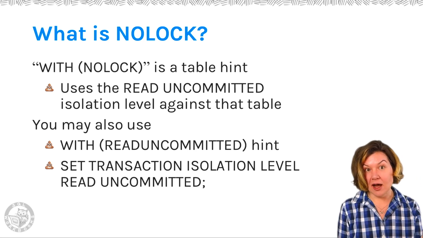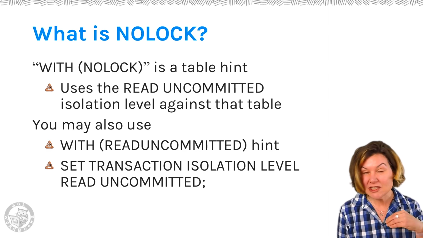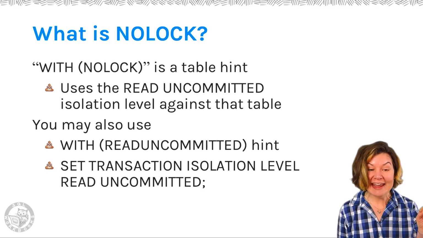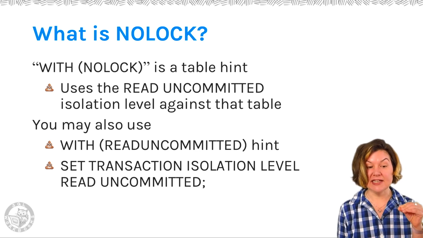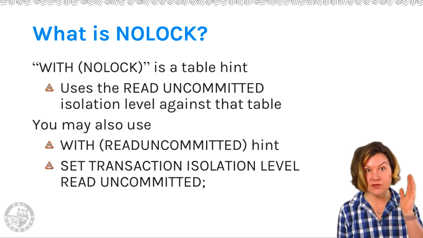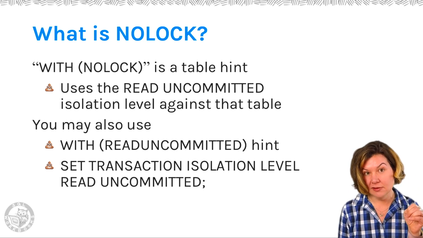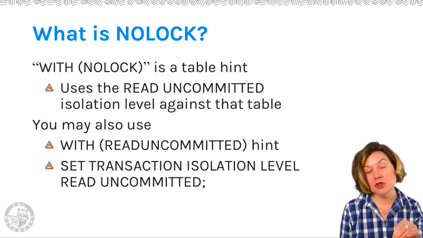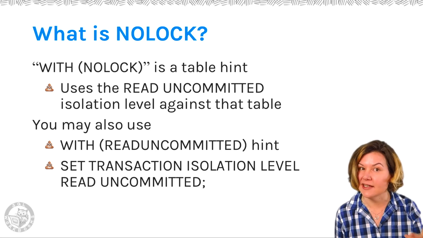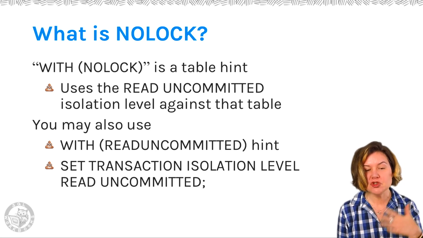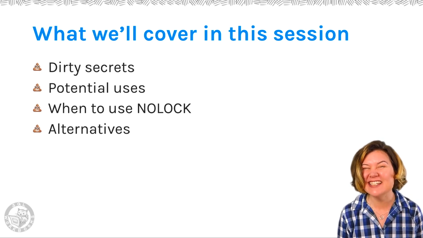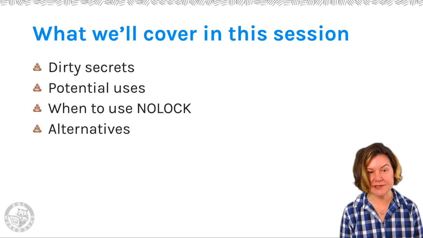And you have the option also, if you want to use read uncommitted against every table in your session, you can run a statement, set transaction isolation level read uncommitted. And that means I want my default isolation level for this session to be read uncommitted and use dirty reads unless I hint otherwise in one of my queries. So there's a couple different ways we can use NoLock. The with NoLock hint that you'll see in some of our demos is the most frequent.